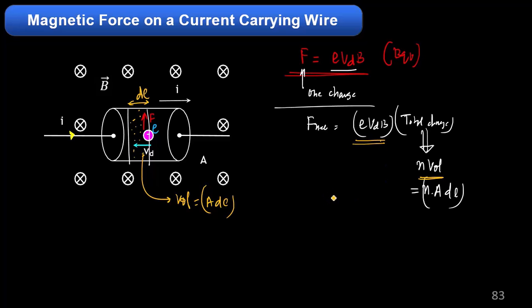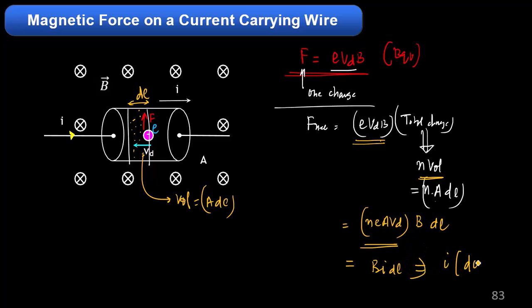Now if we simplify, what do we see? n e A into Vd is one term, into B into dl. So this is basically the current I. So B I into dl, or simply it can be written as I dl vector cross B vector. This is the magnitude of the force: I L vector cross B vector, or I dl vector cross B vector.